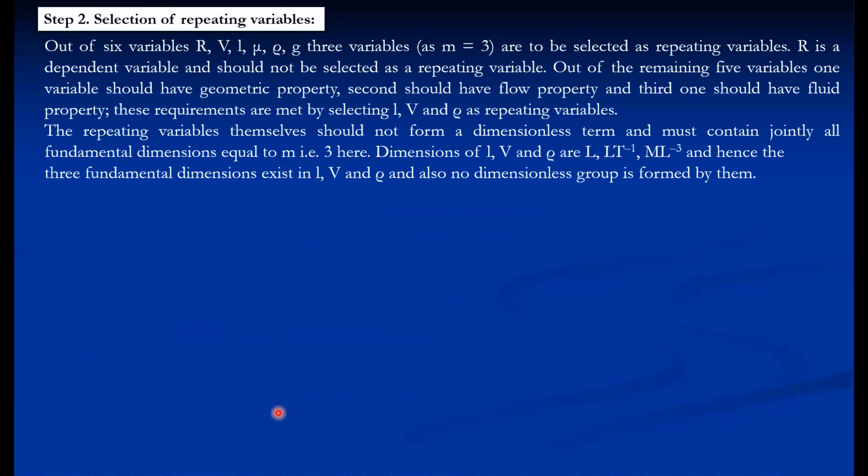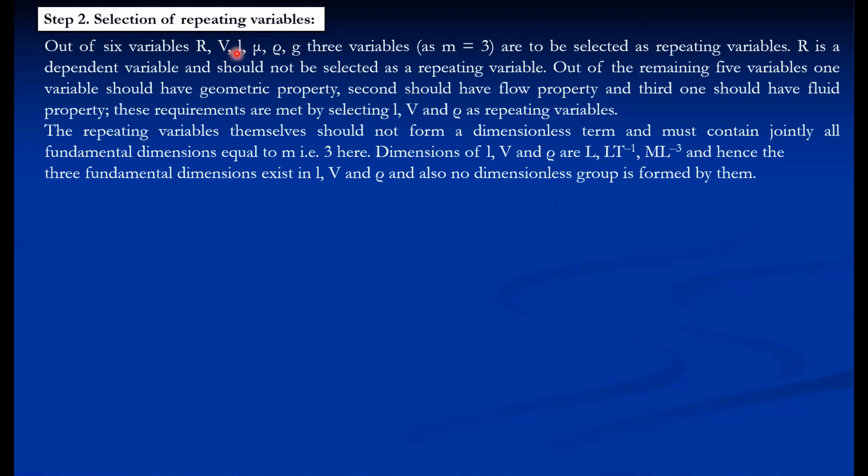So out of 6 variables, we have to choose 3 variables, because there are 3 fundamental dimensions, so we have to choose 3 repeating variables. As far as possible, the first guideline: the dependent variable should not be selected as a repeating variable, so R is eliminated from the race of repeating variables.